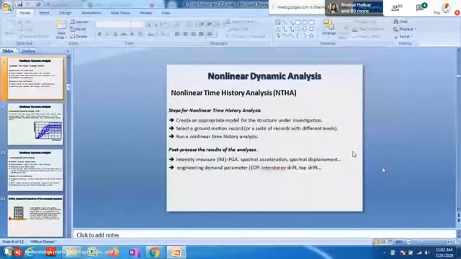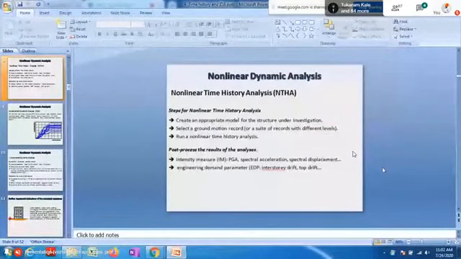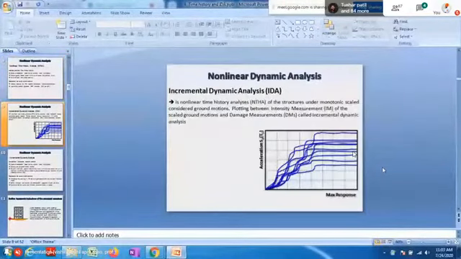In this case, the steps are: first create a model, then apply non-linearity to everything, then select the ground motion records. A number of records are required, and then run the analysis. Here we are talking about the incremental dynamic analysis.